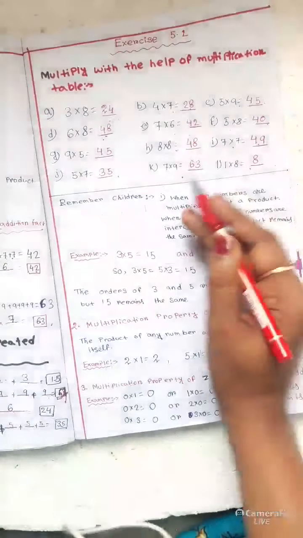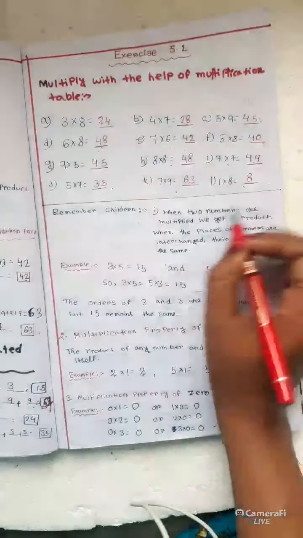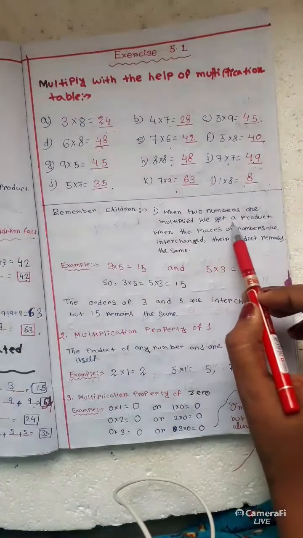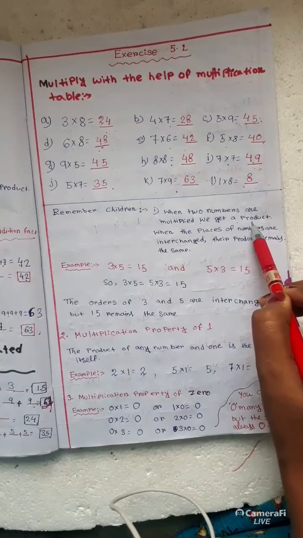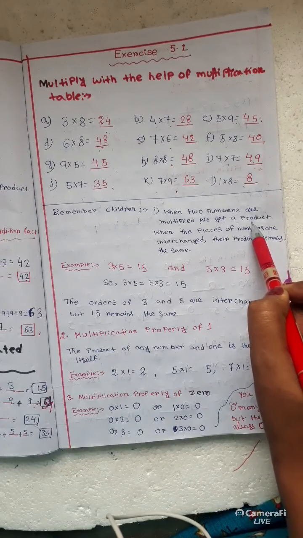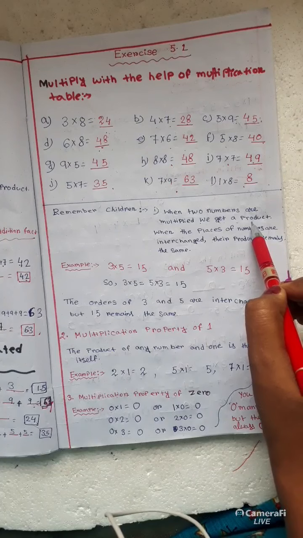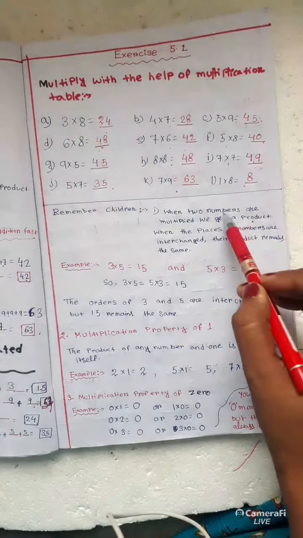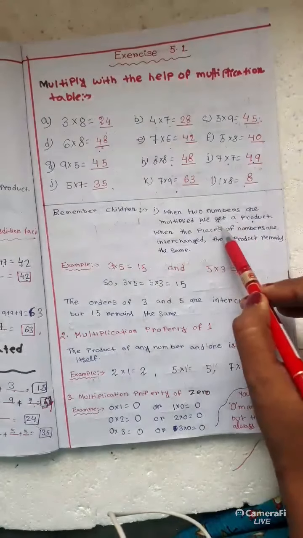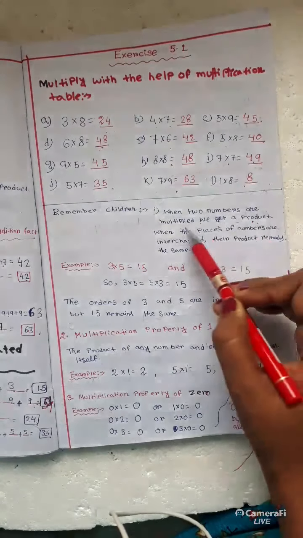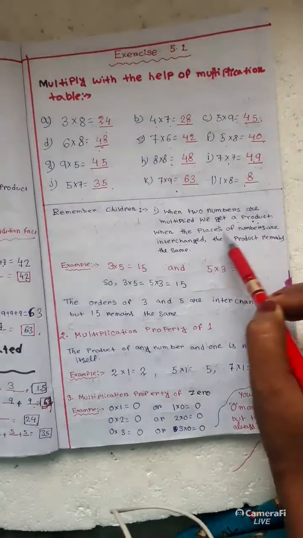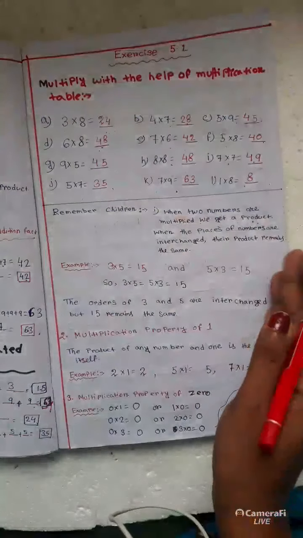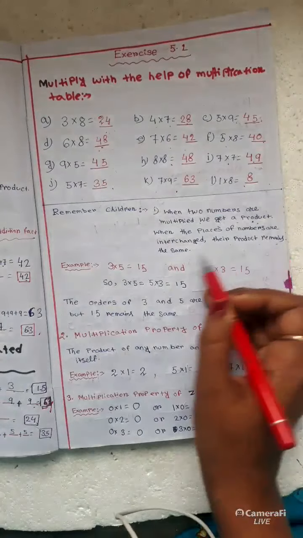Now remember children, when two numbers are multiplied, we get a product. Yes children, when we multiply two numbers like 2 into 3, we are multiplying 2 with 3, that is 6. So when two numbers are multiplied, we get a product. When the places of the numbers are interchanged, if we change the place of the numbers, their product remains the same.